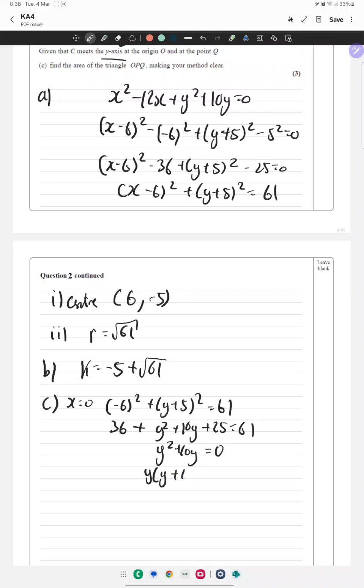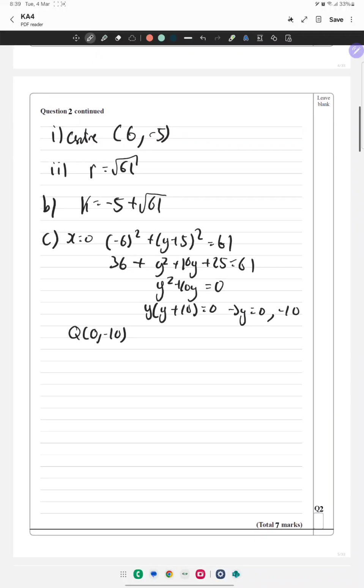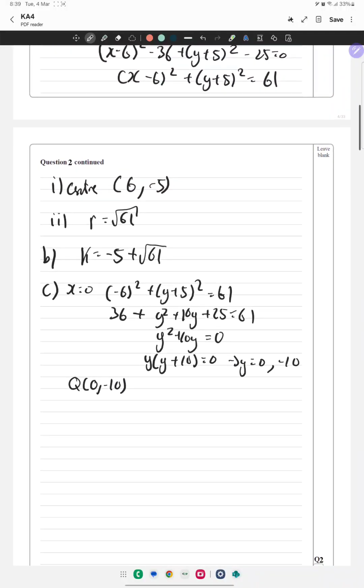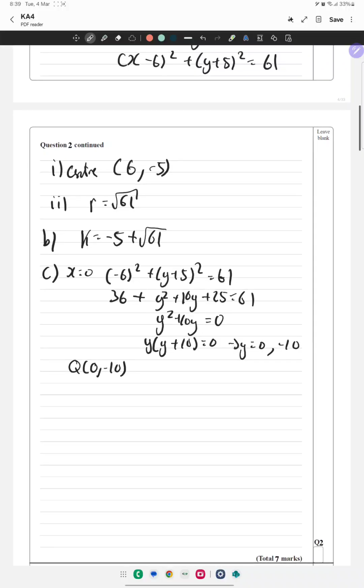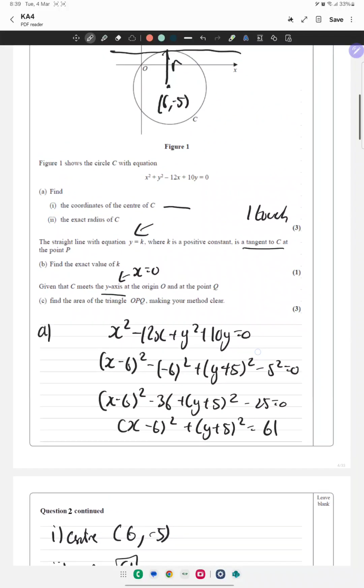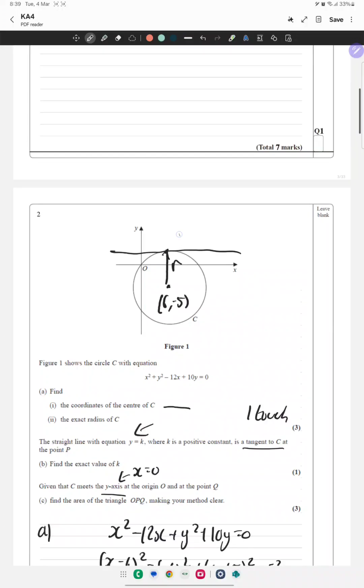Factor out the y. So y is 0 or minus 10. So Q is 0, minus 10. Written that there because I'm conscious of space. You can always ask for more paper, but I'm going to run out here. Okay. So where's that got us? So we're after this triangle POQ.